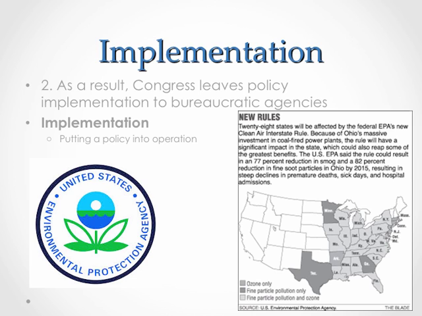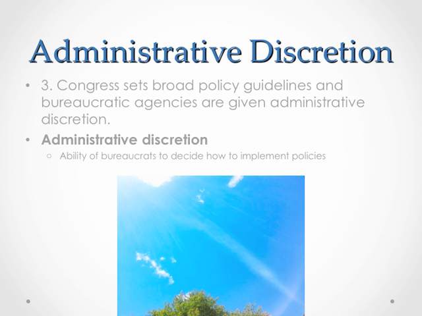And as you can see, that graphic on the right says the EPA has a new Clean Air Interstate rule, which we'll come back to in a few minutes, so they get to make rules. As part of that, they have administrative discretion. This is when Congress sets broad policy guidelines, and bureaucratic agencies are given administrative discretion. That means that they can choose how to implement policies.